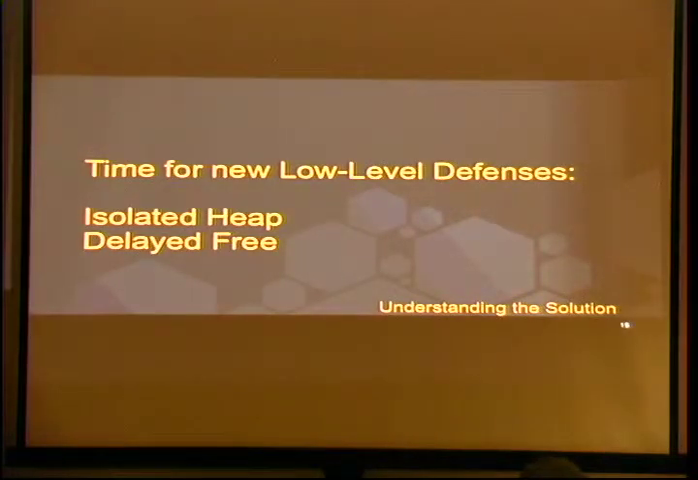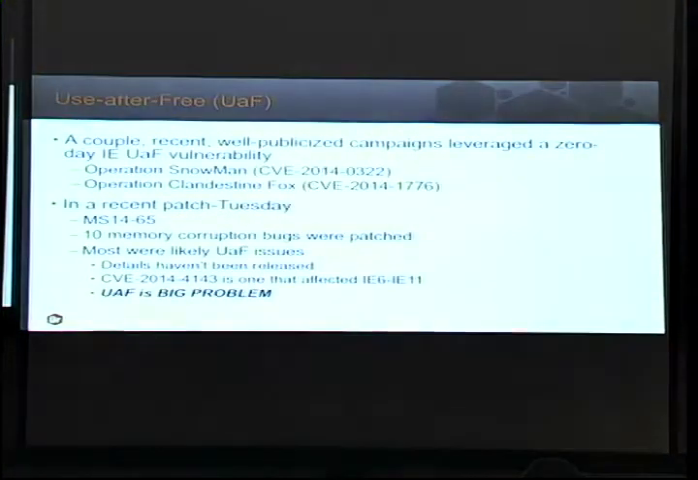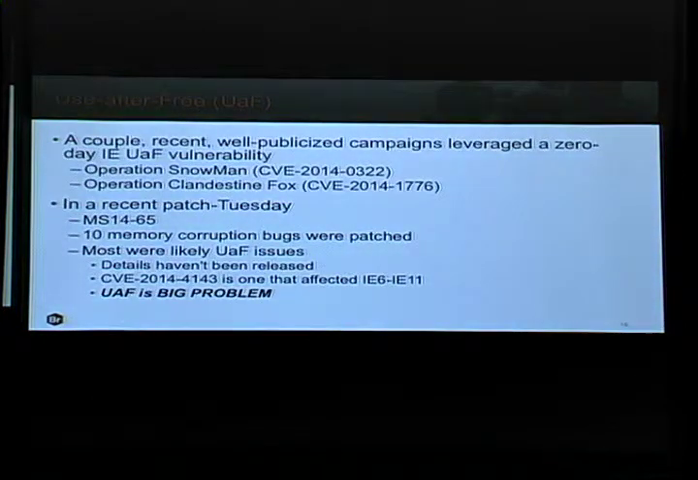Okay, so these two new defenses that Microsoft created are called isolated heap and deferred free. They're meant to mitigate this problem of use after free, which we see based on Operation Snowman and Operation Clandestine Fox, and I love all these operation names because they're so awesome sounding. But the point is, there's been a big problem for a couple years now, really, with this use after free bug, and all the main memory corruption 0-days that have hit the streets have been use after free bugs. So they recognize internally that, hey, we've got to do something more.